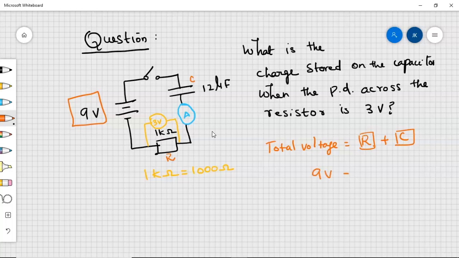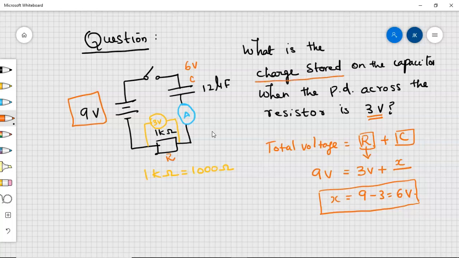Total voltage is 9 volt. Resistor is taking 3 volt plus the capacitor X. So the capacitor voltage is now 6 volt because X is equal to 9 minus 3, 6 volts. First we have to find out the voltage taken by the capacitor. Now we are going to find what is the charge stored on the capacitor.